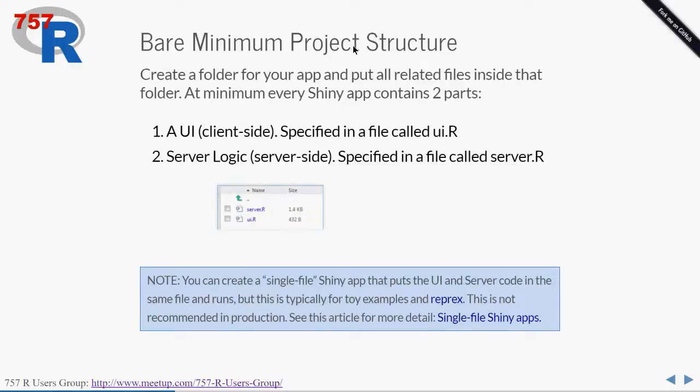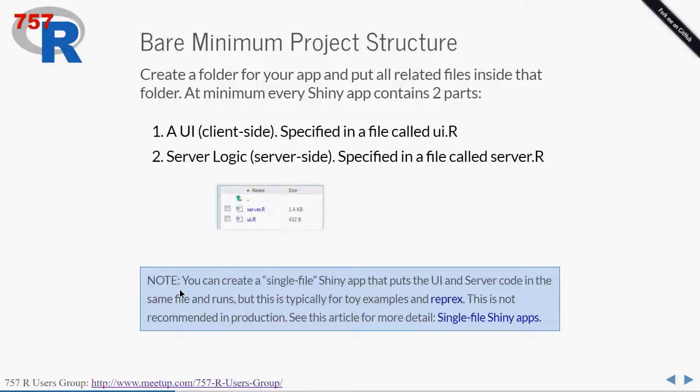So the bare minimum to create a project is to have 2 files. When you get started building your Shiny app, you should create a folder for your app and put everything inside there. And these 2 files are the minimum components that you need. You need to have a UI.r file that is the client side of your application. If you're building a web app, the client side is the stuff that happens in the user's web browser. The server-side logic is going to be specified in a file called server.r, and that's all the stuff that, when the code executes, comes across from the client side, from the browser, and actually runs on the server where your code is being hosted.